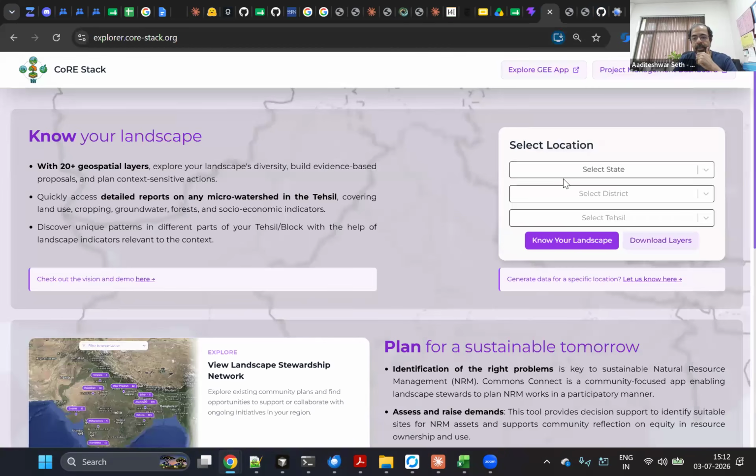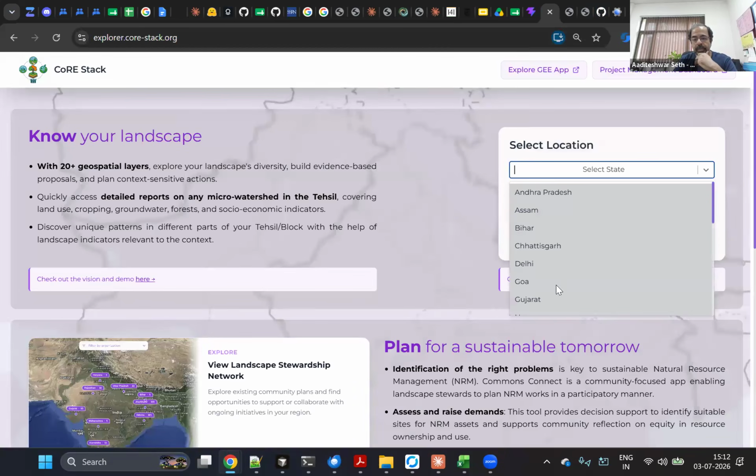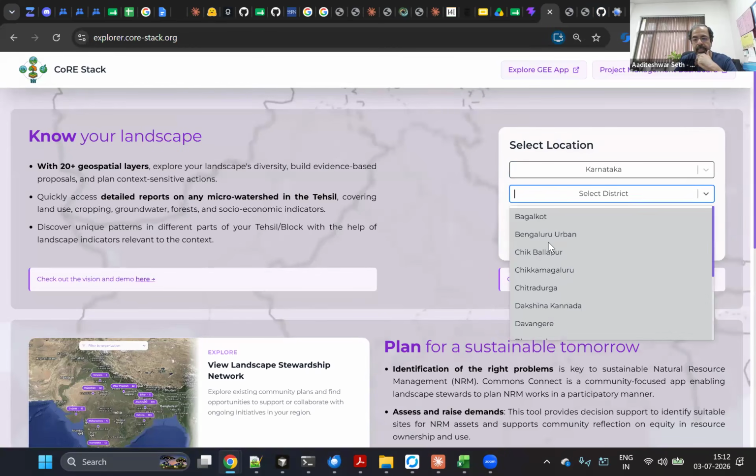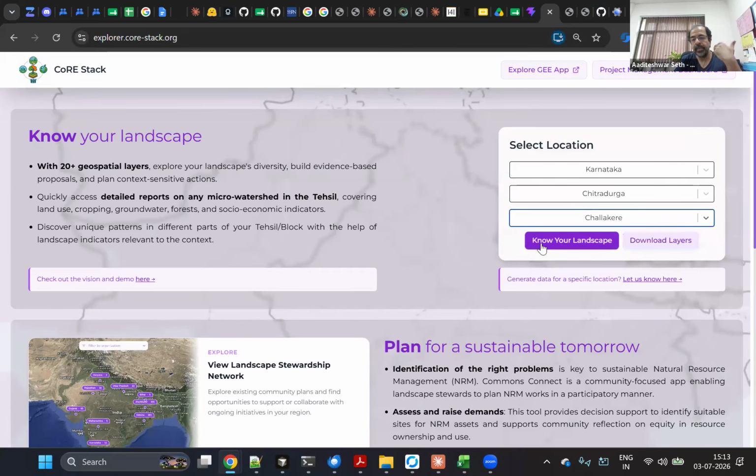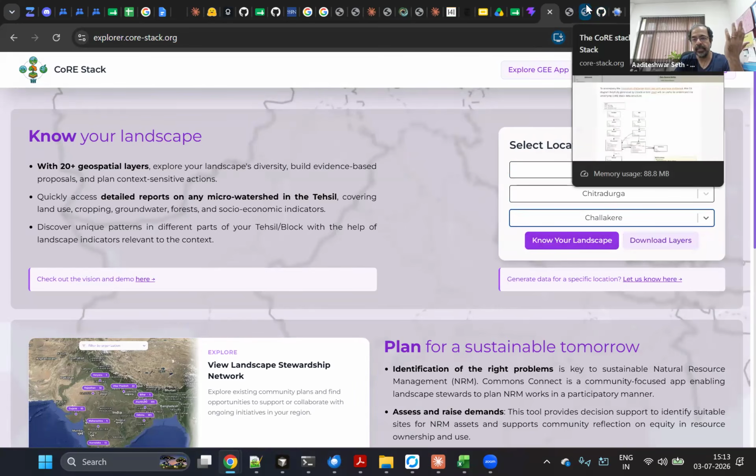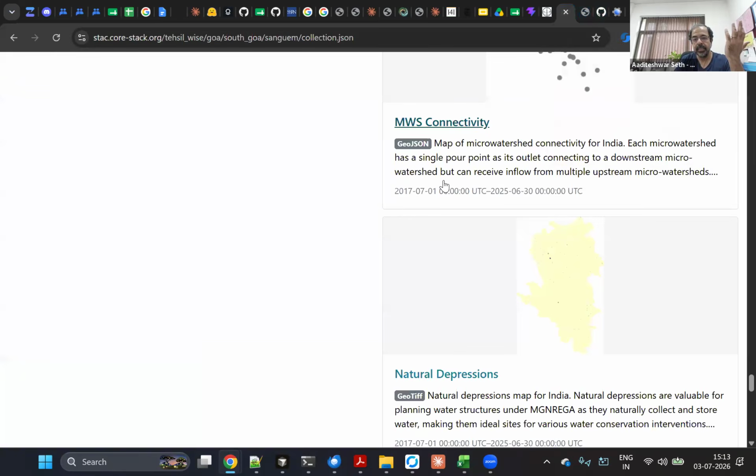The way this becomes useful is this is now your landscape dashboard. These pipelines have been fired for any state, district, tehsil, and all those layers have been generated. All those layers are basically sitting here.